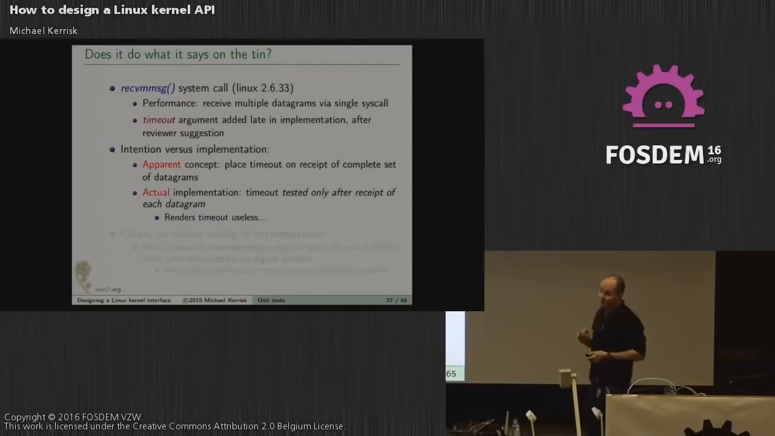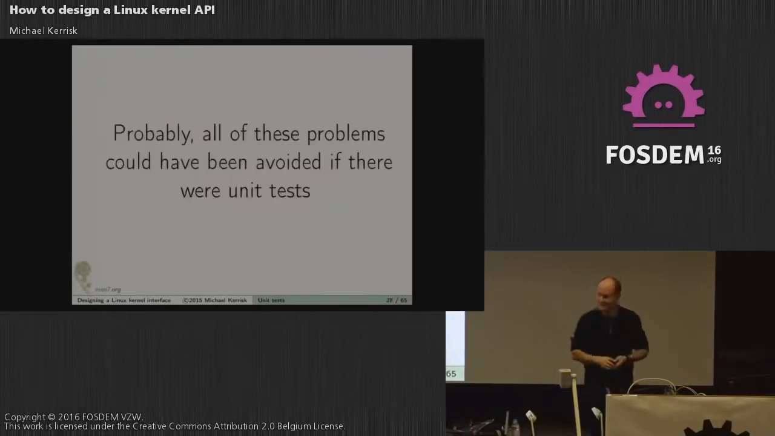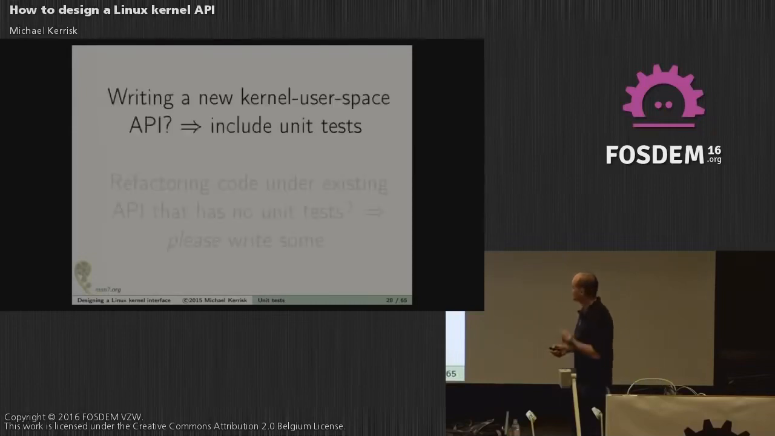The way it actually works is the timeout only gets started after each datagram arrives. So in other words, if you make the call and no datagrams arrive, you never time out. So again, there's clearly no serious testing of the implementation. All of these kinds of problems also could have been avoided, I would say, with unit tests. I'm going to take that as obvious. It seems to me pretty obvious.